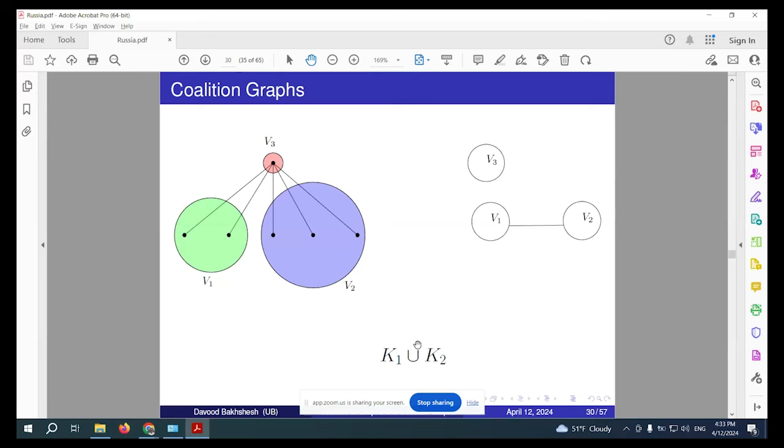Then in the bottom of this slide, you can see that this graph is isomorphic to the union of K1 and K2. Then we can say that the union of K1 and K2 is a coalition graph of this star graph related to this partition.